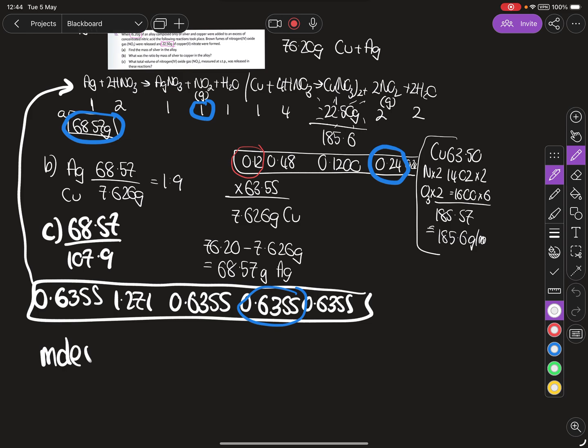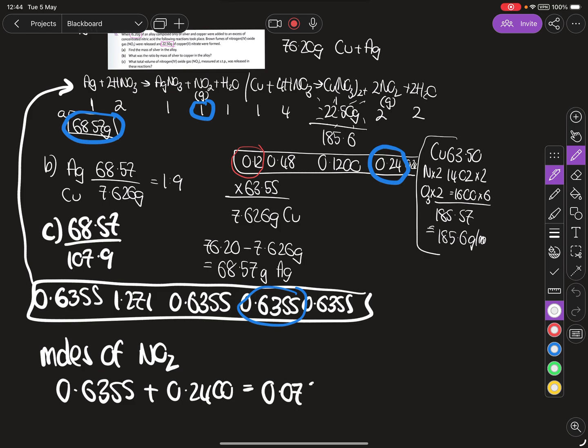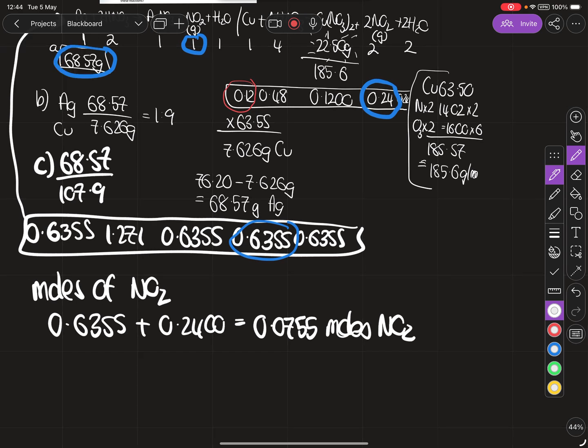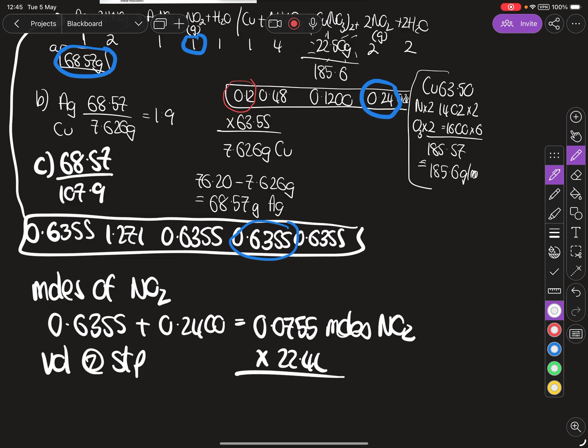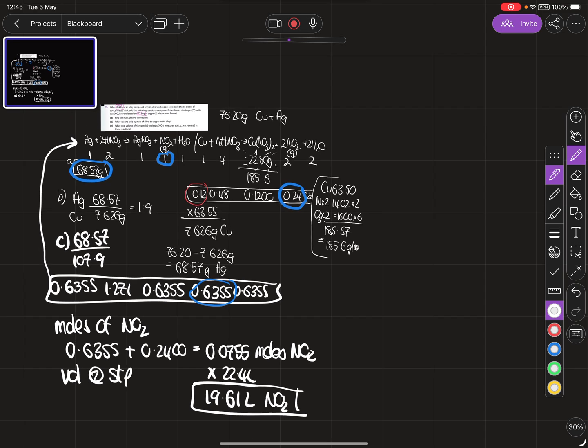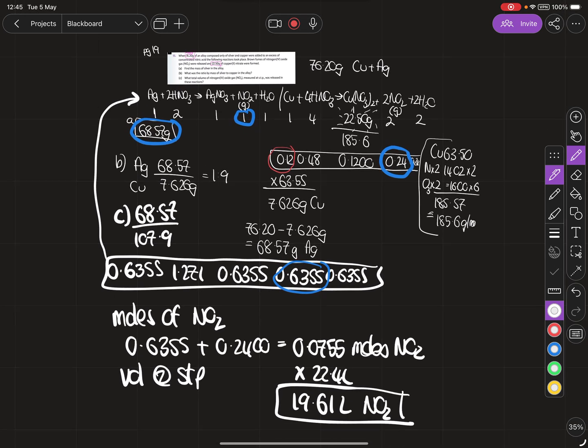So moles of NO2 is equal to 0.6355 plus 0.2400. When I add those two things together, I'm going to get 0.8755 moles of NO2. And to turn that into a volume at STP, I am going to multiply it by 22.4 litres, and when I have done that, I get 19.61 litres of NO2. Okay, so that brings us to the end of question 15.